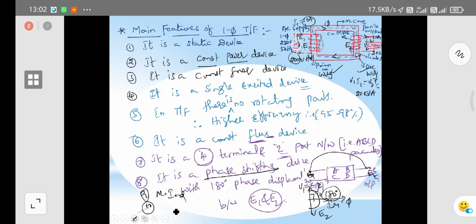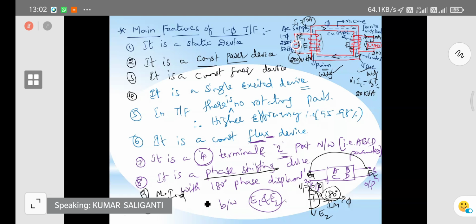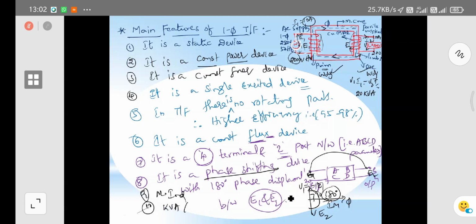So the rating of transformer is in kVA or MVA, not kilowatts or megawatts. We will discuss this point later. Why the kVA? Why is the rating of transformer in kVA or MVA, not kilowatts or megawatts? There is some basic reason for the rating of transformer being in kVA or MVA here.